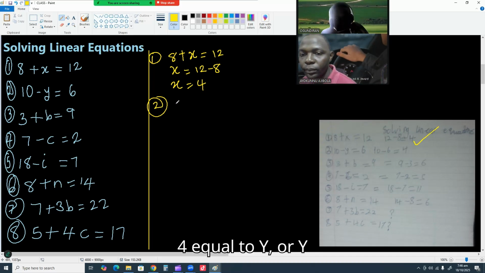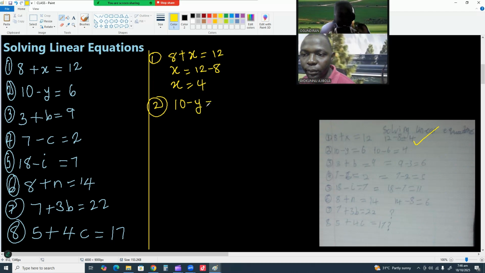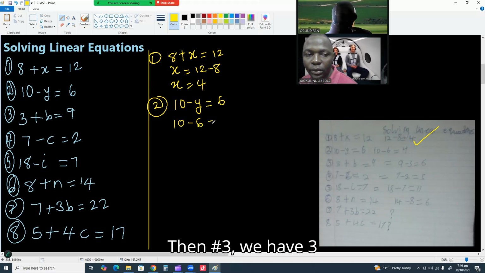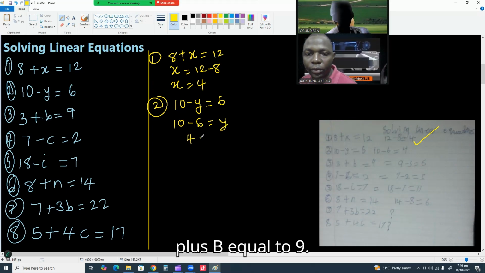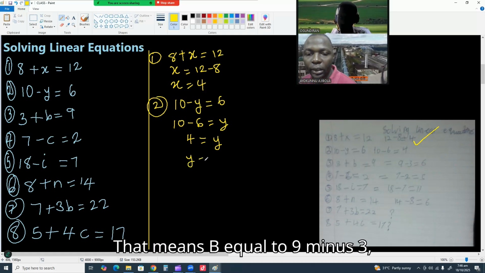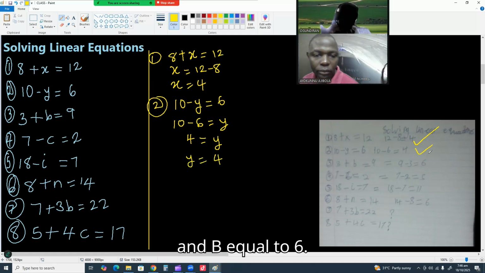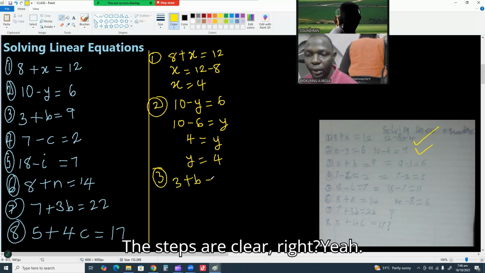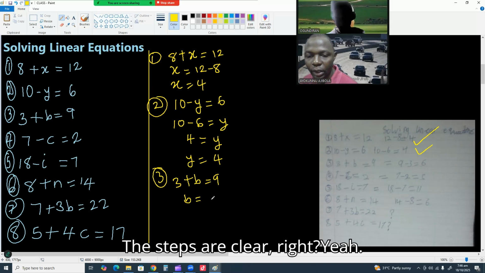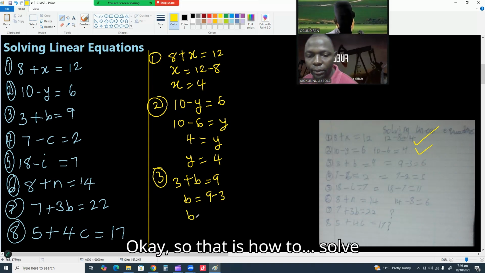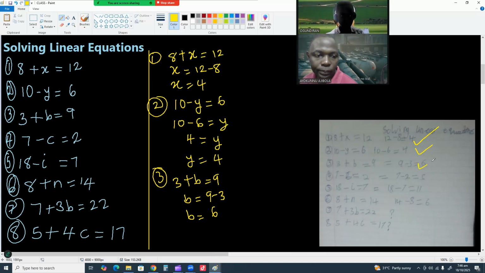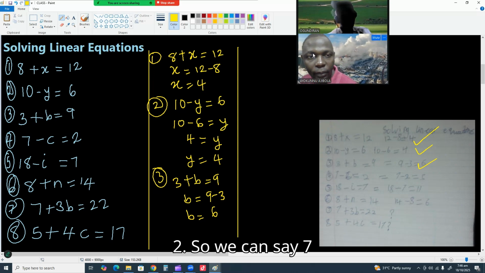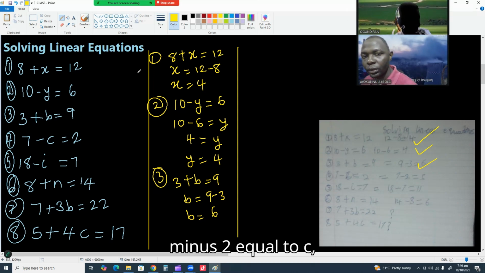Then the second one, 10 minus y equal to 6. That means 10 minus 6 equal to y. 4 equal to y, or y equal to 4. Then number 3, we have 3 plus b equal to 9. That means b equal to 9 minus 3, and b equal to 6. The steps are clear, right? Yes. Okay, so that is how to solve things out.